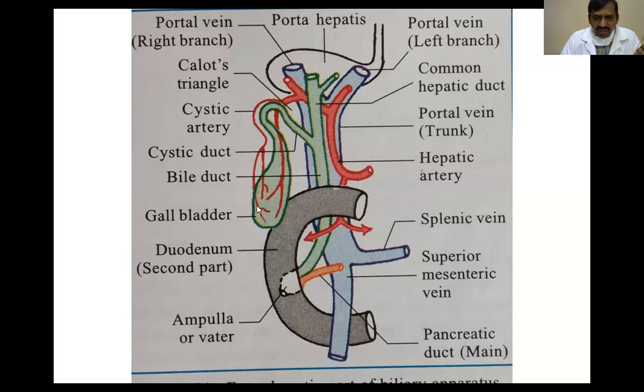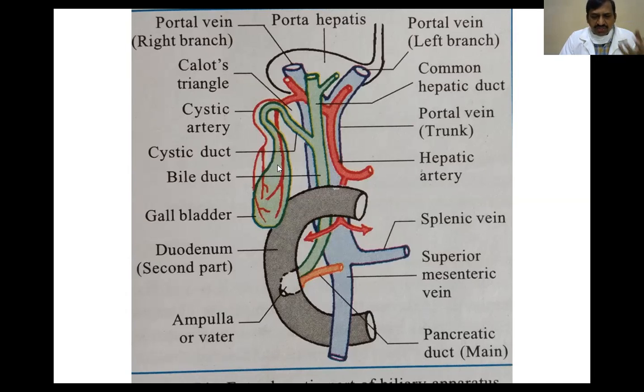Out of these, the fundus is covered by peritoneum on all its sides, but the body and neck are covered only on the inferior surface. The superior surface is accommodated in the fossa of the gallbladder, that is, the inferior surface of the liver. Because of this, it is extra-peritoneal. Only the inferior surface of the gallbladder is covered by peritoneum.